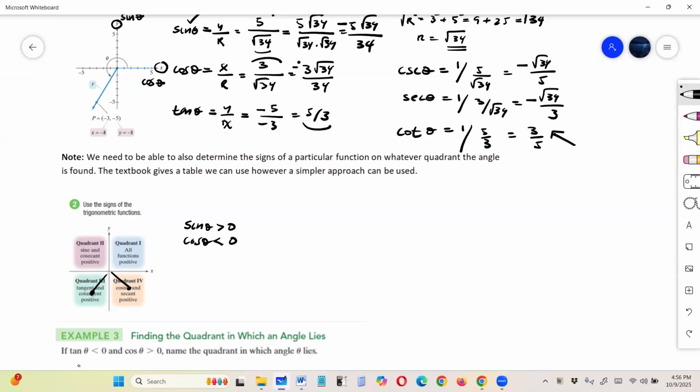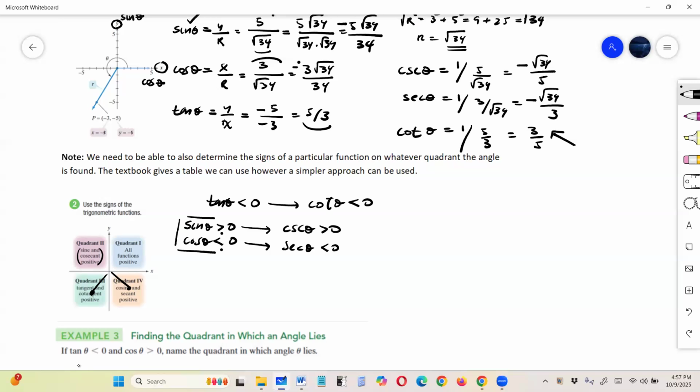Sine and cosecant, I don't need to memorize this. I just need to know this based on the point. So if sine is positive, then that means that cosecant is positive because cosecant is 1 over sine. If cosine is negative, that means that secant is negative. And I know that tangent is sine over cosine, so positive sine, negative cosine, tangent has to be negative, which means what? That cotangent is also negative.